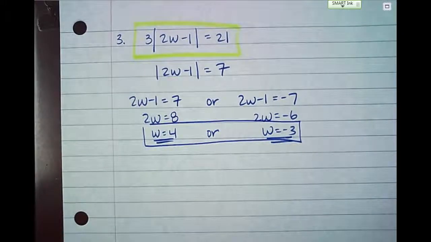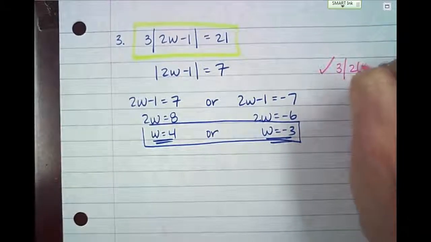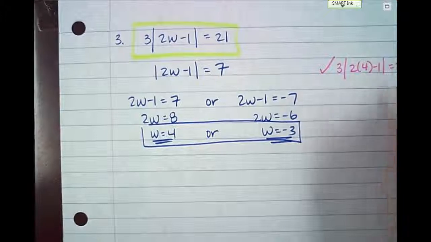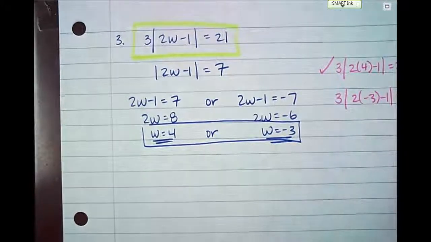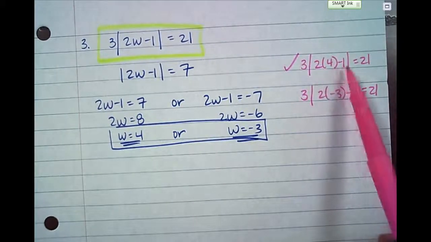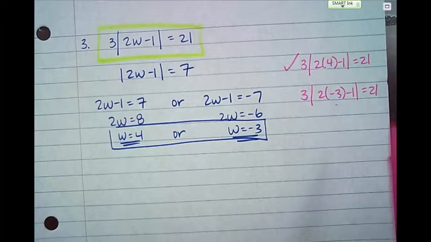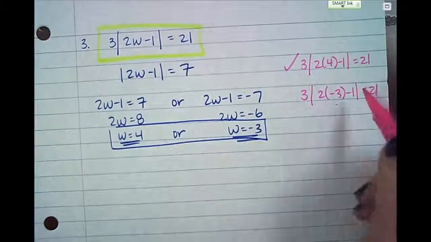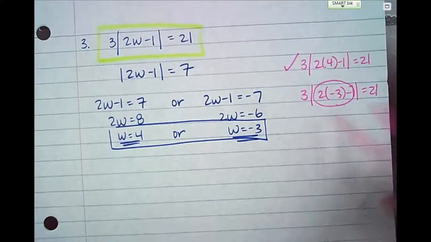Then you can come over and you can check them, right? Here's your check. 3 times 2, 4 minus 1. 3 times 2, negative 3 minus 1. 8 minus 1 is 7, so that gives you 21. And then this is negative 7, right, which is positive 7 times 2 is 21. So you're good both ways. Because this value is negative 7, but it wants the absolute value of it. The absolute value of negative 7 is positive, so you get 21 as well.